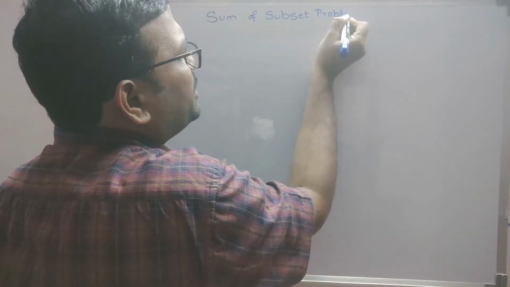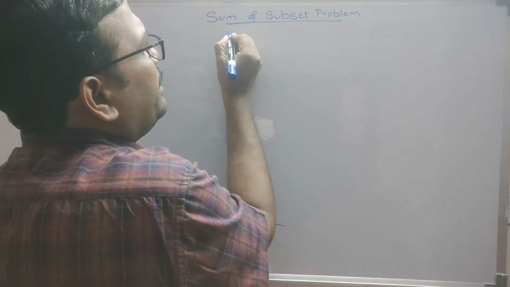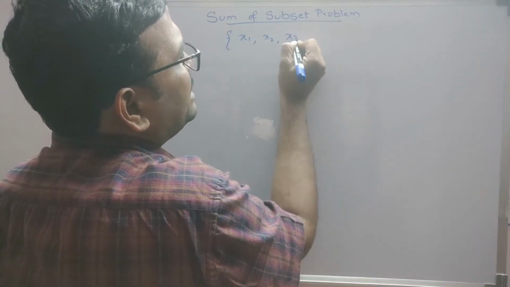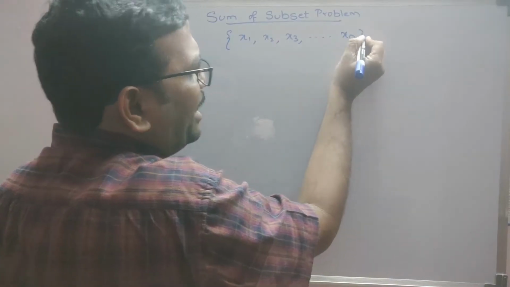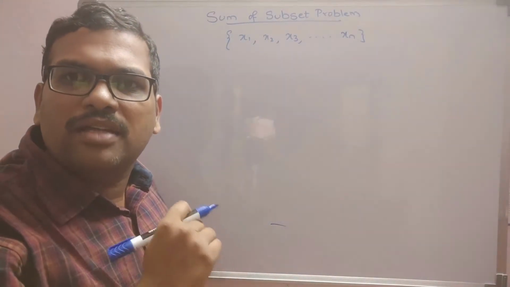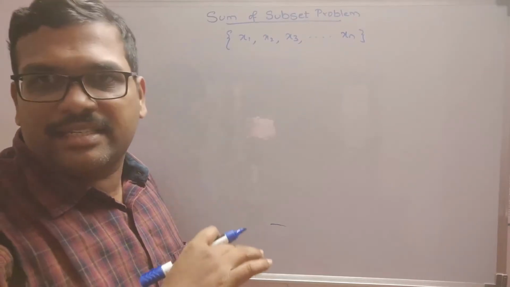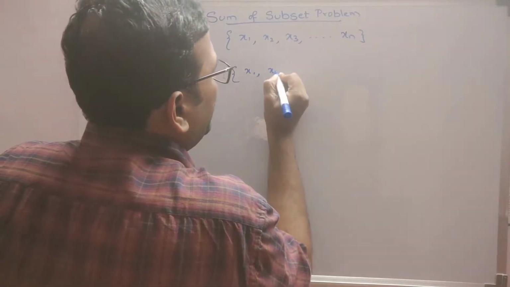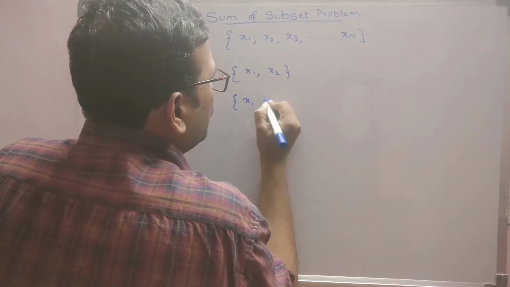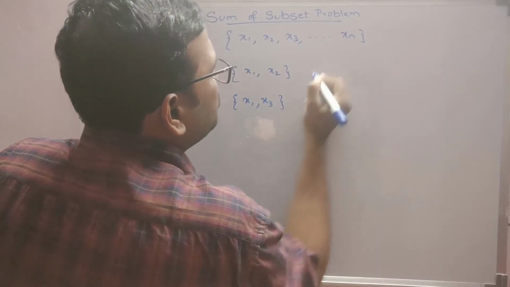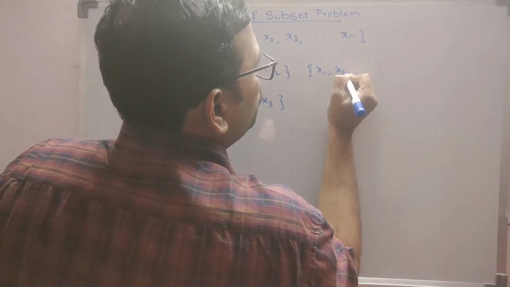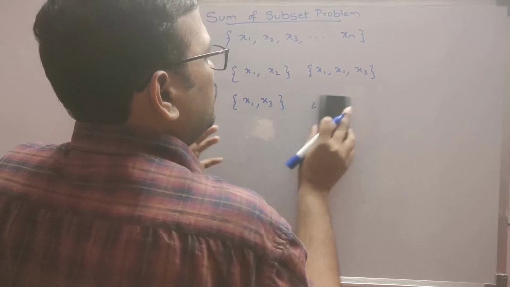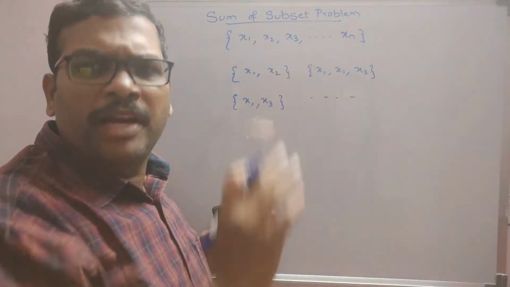So we know what a subset is. We take a set of elements x1, x2, x3 and so on up to xn, and from this set we are supposed to find the subsets, all the combinations of subsets. Let x1, x2 be one subset, x1, x3 another subset, x1, x2, x3 another subset, and so on. There will be a lot of combinations, right?